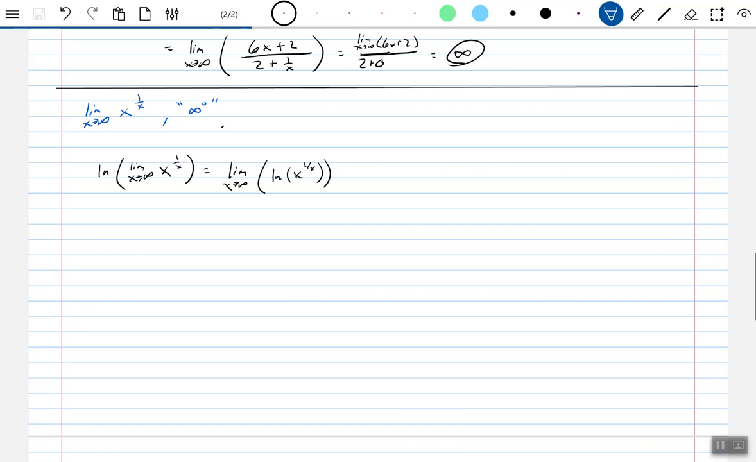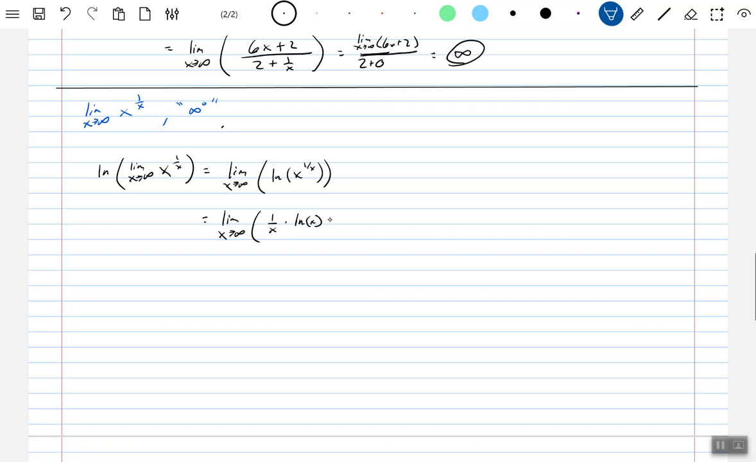And now we're going to use the property of the natural log in that little exponent right there. We're actually going to pull it down. So this is equal to the limit as x goes to infinity of 1 over x times the natural log of x. All right. Now, just to simplify this, this is equal to the limit as x goes to infinity of the natural log of x over x.